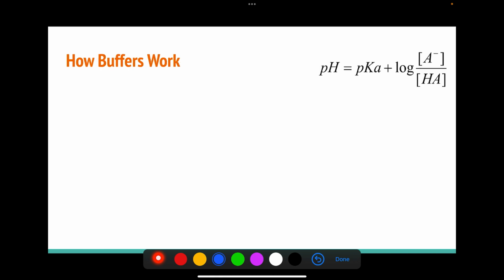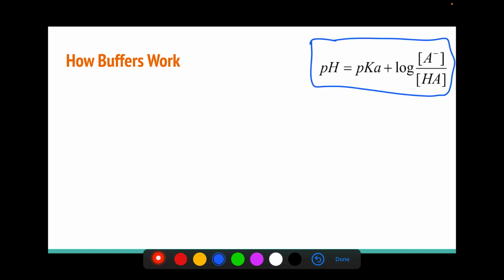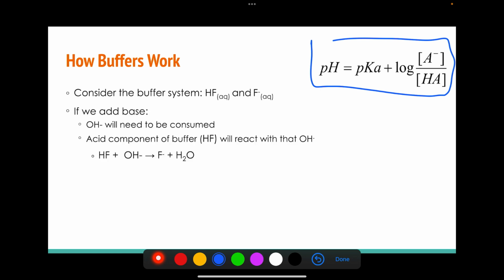So let's think about how buffers work. Notice I've put the Henderson-Hasselbalch equation up here in the corner because, like I said, we're going to continue to reference it. Let's consider this buffer system. This buffer system is a solution of the weak acid HF and its conjugate base F-. Now imagine we add some base to that system. If we add base, we're essentially adding OH-.